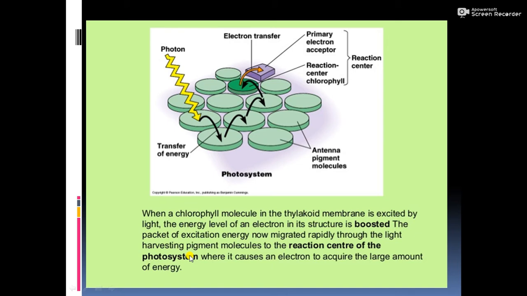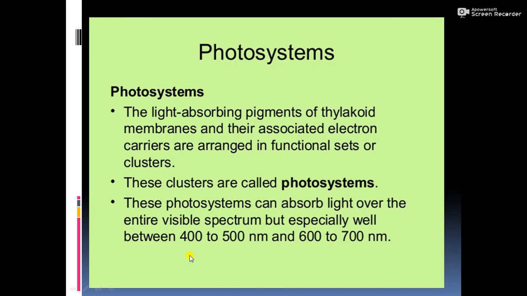Now we are going to discuss the photosystem. What is a photosystem? The light absorbing pigments of thylakoid membranes and their associated electron carriers are arranged in functional sets or clusters. These clusters are called photosystems. These photosystems can absorb light over the entire visible spectrum, but especially well between 400 to 500 nanometers and 600 to 700 nanometers. Here is a word, visible spectrum. The next slide will discuss the visible spectrum.